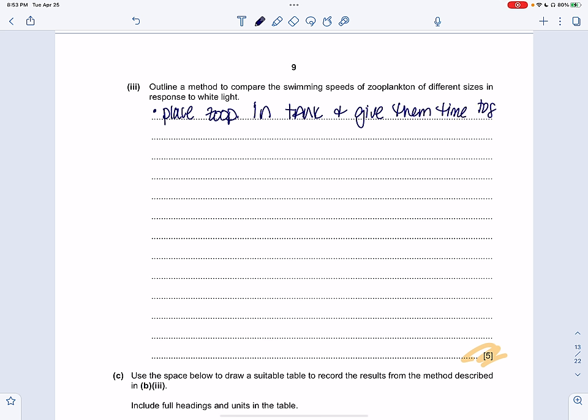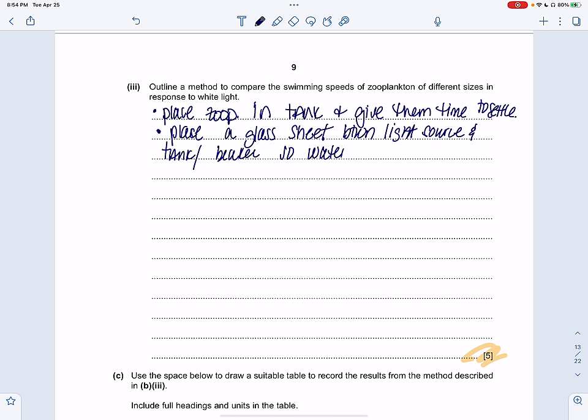And give them time to settle. Okay, it does mention placing a glass sheet. I wouldn't think to do this. But you don't want the temperature to change, so place a glass sheet between the light source and the tank or the beaker, whatever you're using, so the water temp doesn't change.